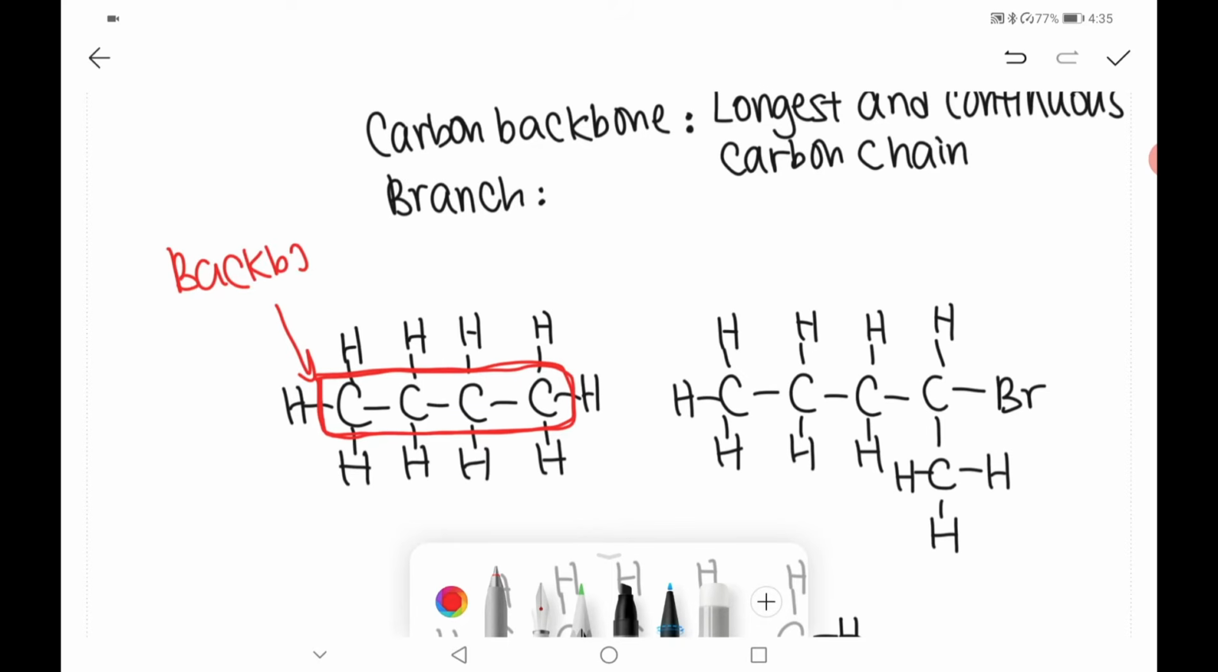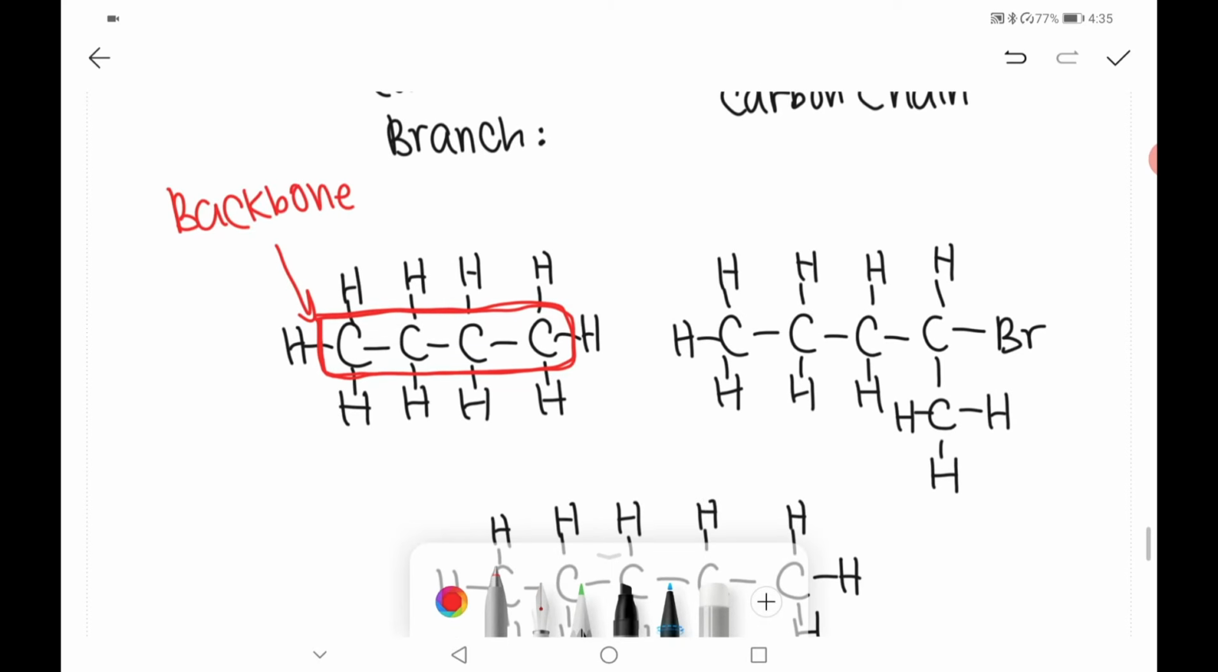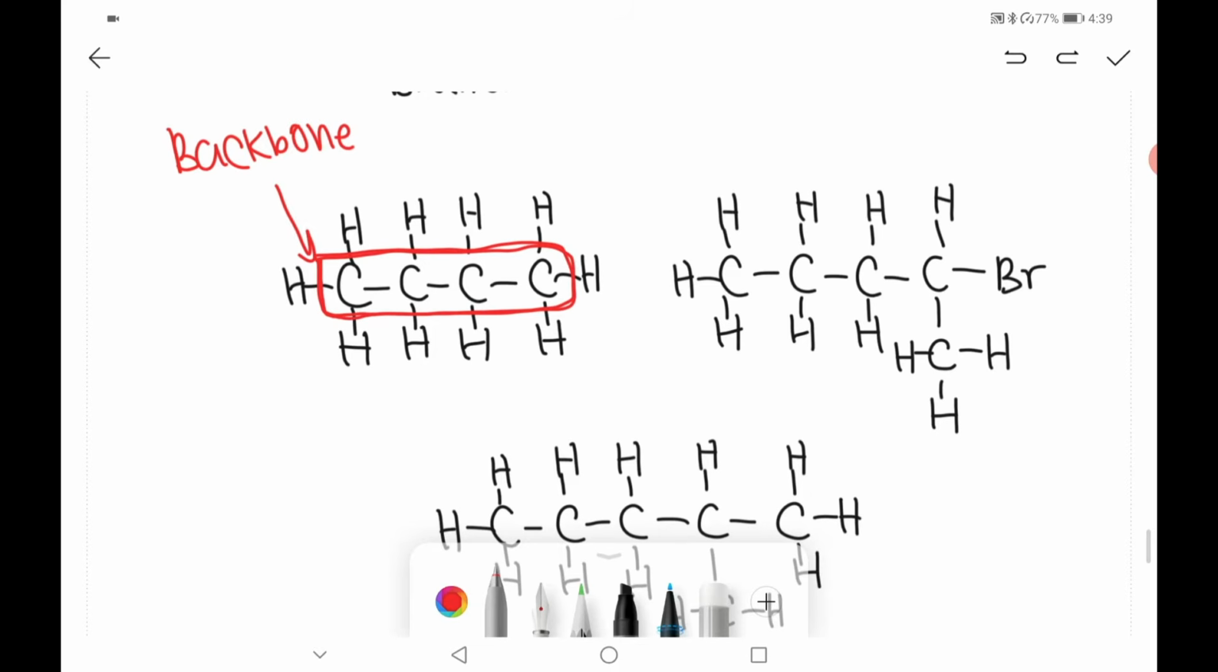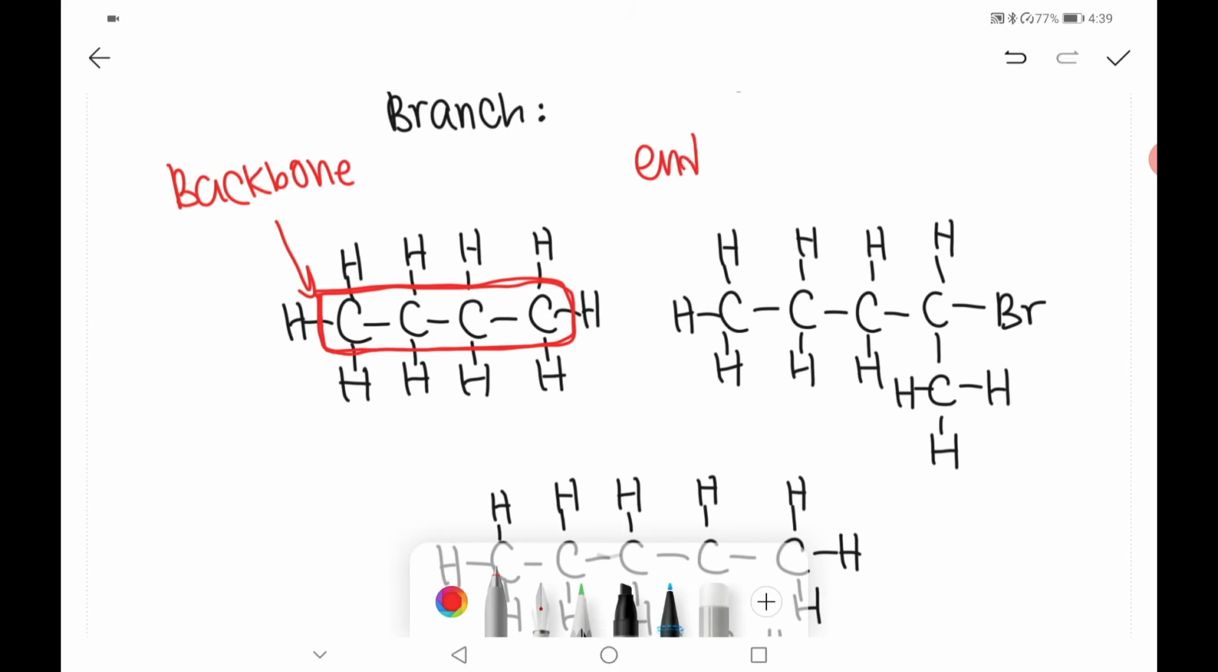So what about another diagram? Let's look at another diagram. Okay, so now we can try on the next picture. Can we try to find the backbone here, the longest backbone? We need to find end to end. So where is the terminal? One of the terminals is here.